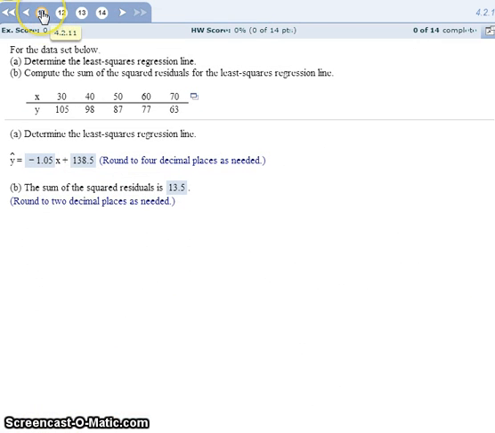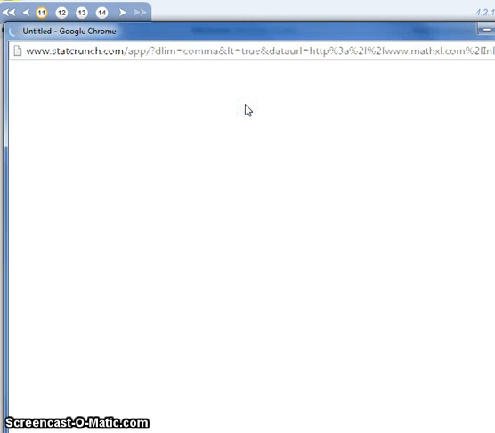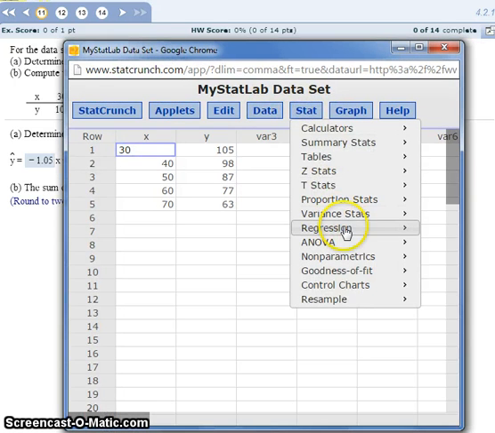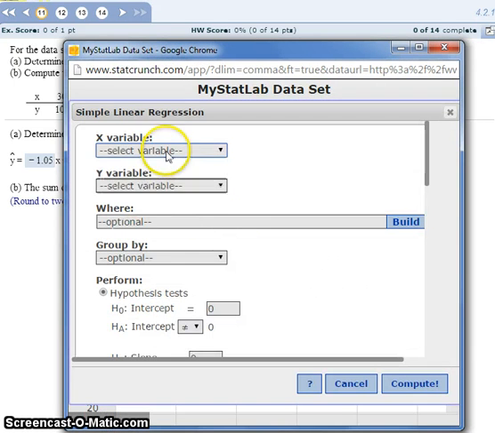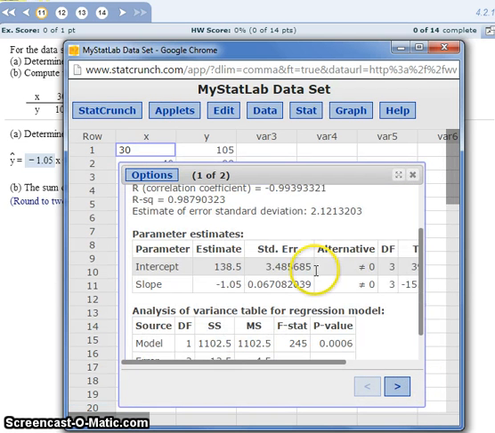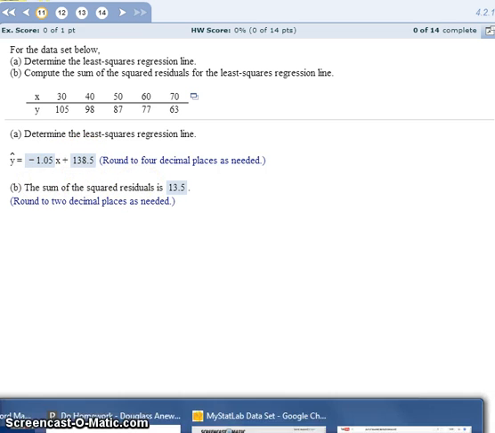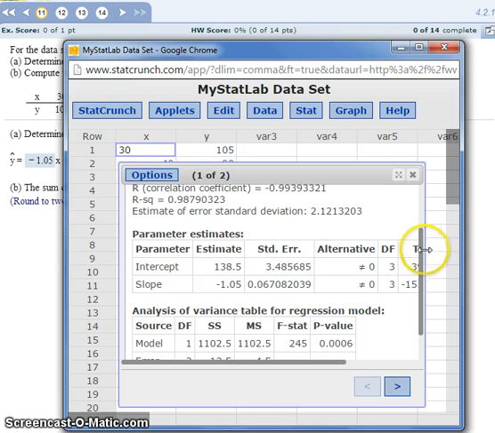For 11, open it in StatCrunch. And regression, simple linear. You get your slope and your y-intercept. So plug those in, y equals mx plus b, slope, and then y-intercept. And then the sum of the squared residuals. And that's also told to you in StatCrunch.